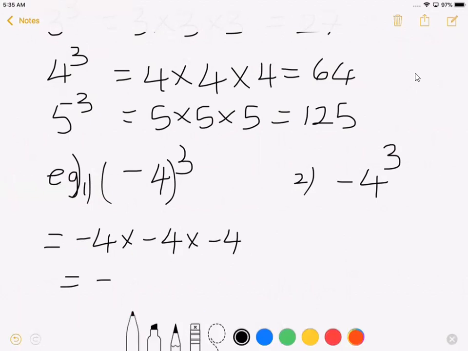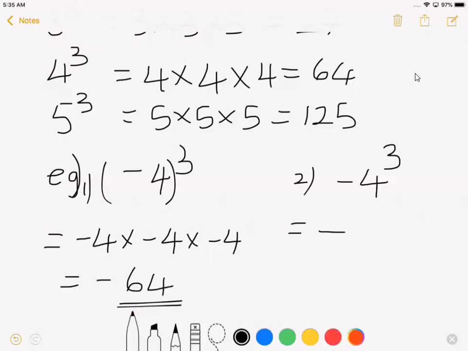4 times 4 is 16. 16 times 4 equals 64. So the answer is 64. And the second one, minus 4 to the power of 3. In this one, the minus is not being raised to the power of 3, so you bring it down.